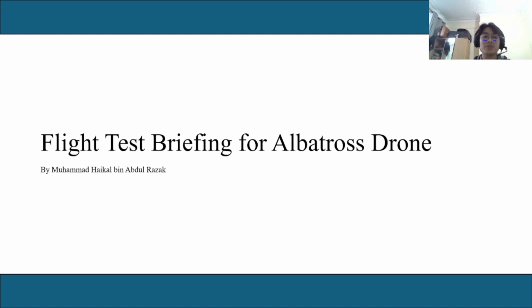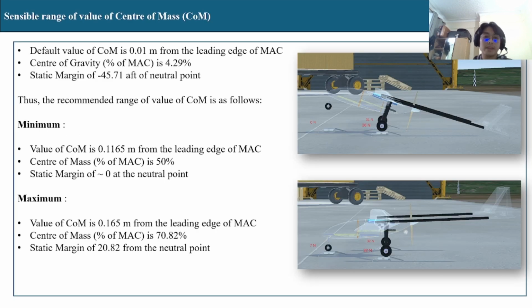So I'm going to brief about the flight test for Albatros drone. So for the first slide, I'm going to talk about the sensible range of value for the center of mass of the Albatros drone. So as default, the value is 0.01 meter from the leading edge of MSE.